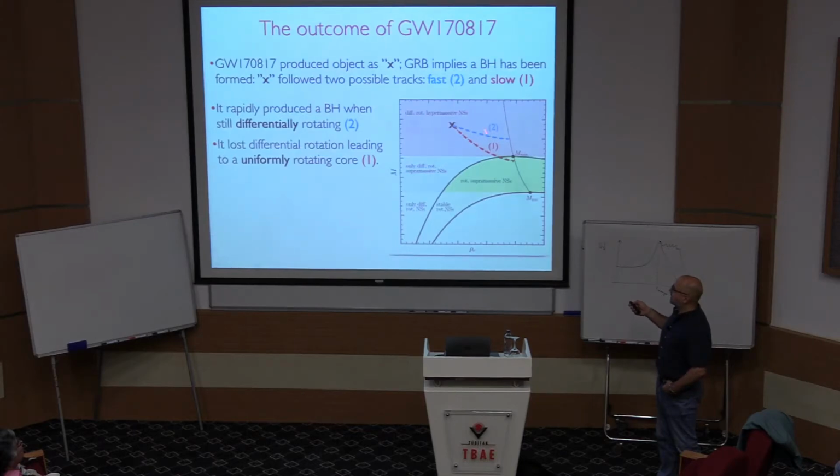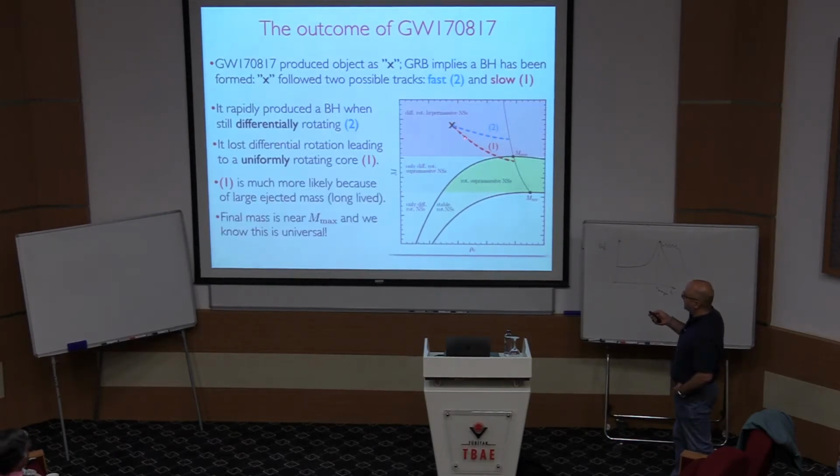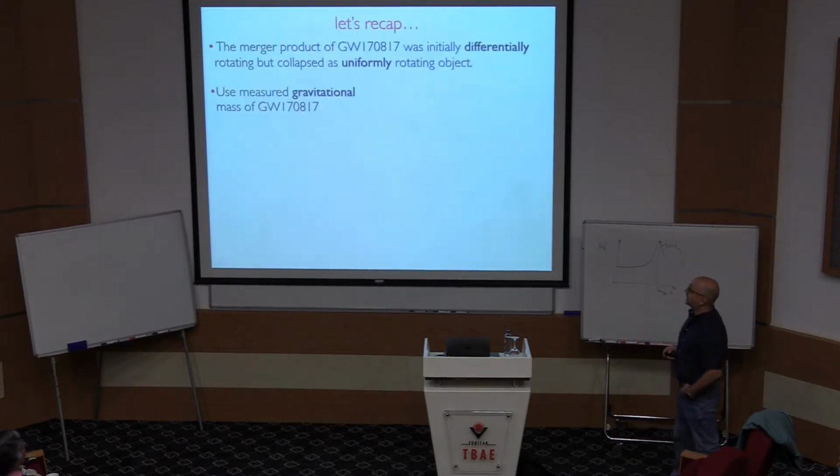Now, the reason why we exclude 2 is because there has been a very bright kilonova, which means that there's been a lot of matter ejected. And in order to lose all of that matter, you need time. You cannot immediately produce a black hole. And therefore, we believe that the trajectory that's followed is number 1. And this is written here because of the large ejected mass. Okay, so the picture we have is that GW170817 has collapsed very close to M max, not exactly at M max, but very close to M max.